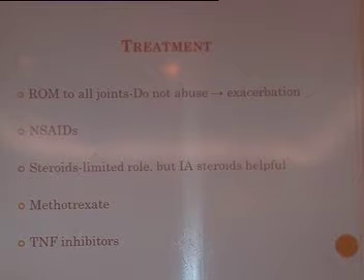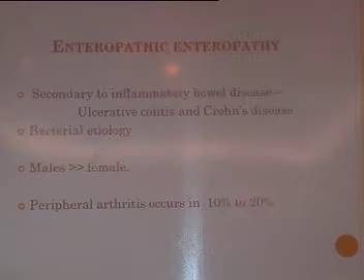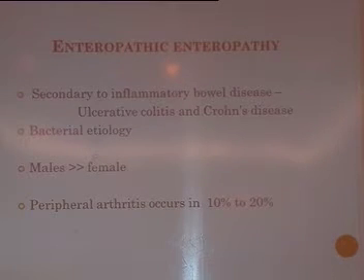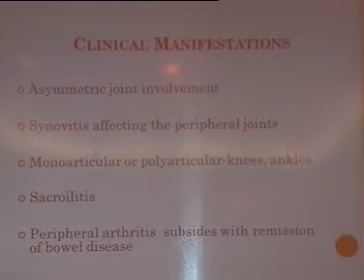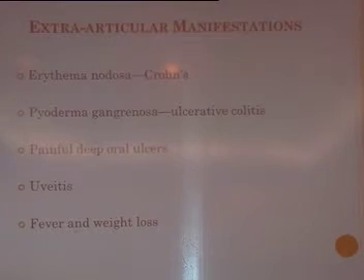NSAIDs, we all know, steroids have a limited role, but we also use methotrexate and tumor necrosis factor inhibitors in this also. And enteropathic arthritis, as I said, is associated with conditions of the intestine like ulcerative colitis and Crohn's. Bacterial etiology is there, and males are again more commonly involved. Peripheral arthritis occurs in 10 to 20%. Again, there is asymmetric joint involvement and sacroiliitis is seen. One important thing to mention is that peripheral arthritis subsides with the remission of bowel disease, which we need to keep in mind. Extra-articular manifestations include erythema nodosum in Crohn's and pyoderma gangrenosum in ulcerative colitis.